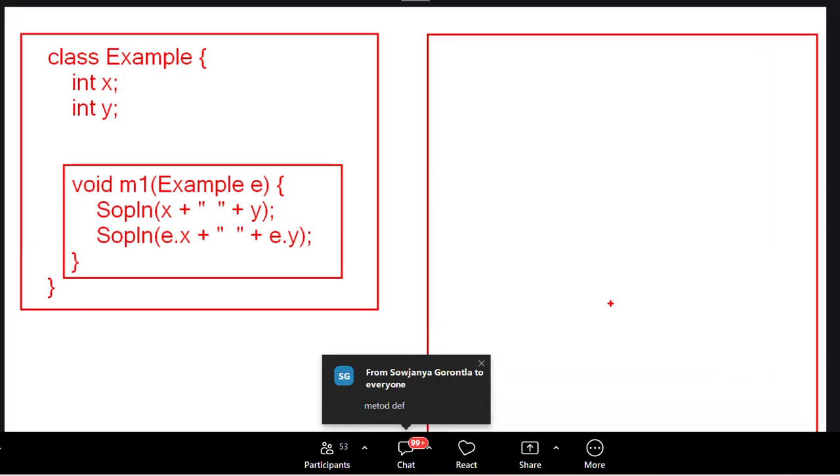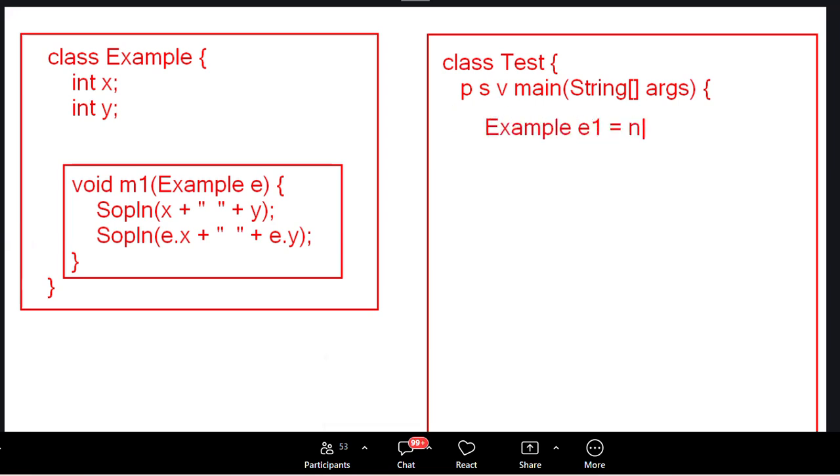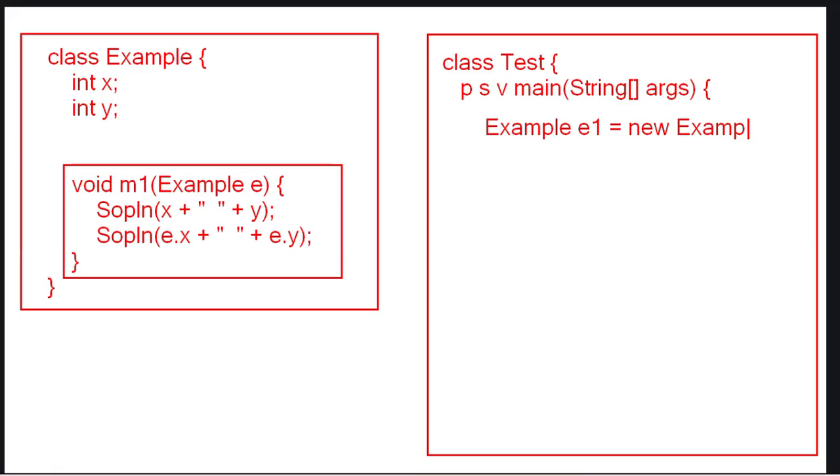Method calling. Method calling means the main method. Class Test, open bracket, public static void main of String array args. Inside the main method, I am creating two objects. Example E1 equal to new Example. Next, Example E2 equal to new Example.